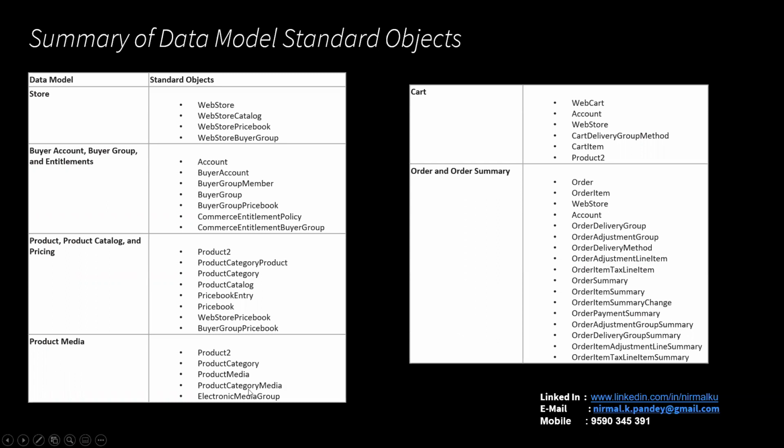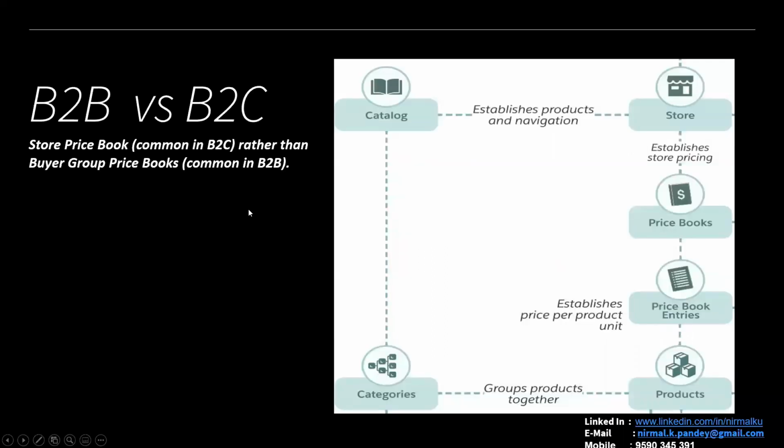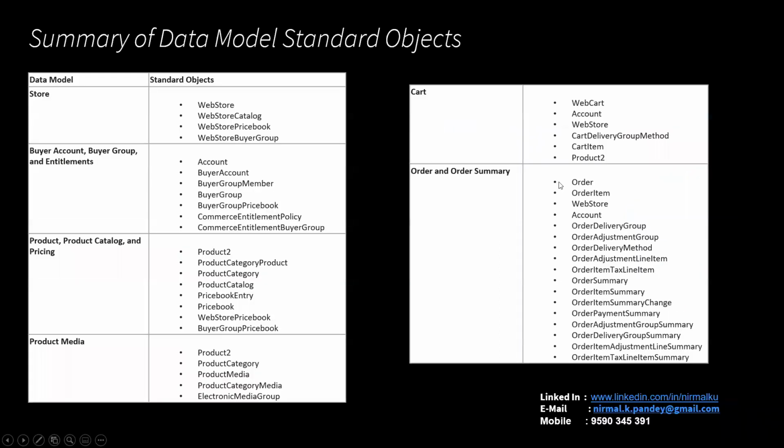For the product, if you want to make any changes, or create any custom attributes, we have to add them here, right? Exactly. Then when you say cart, it means these are the objects. Then order and order summary, everything will come here. I haven't seen shipment related info here, but order delivery methods and order delivery group are the shipping related items.